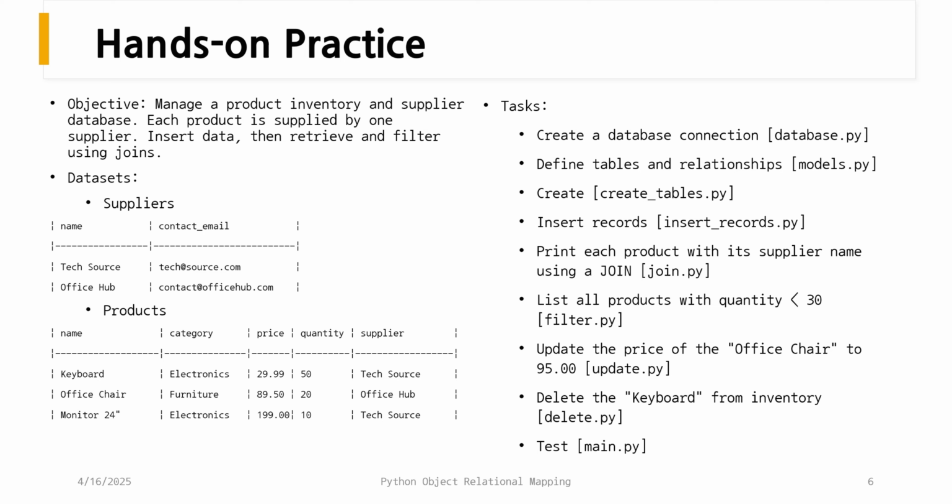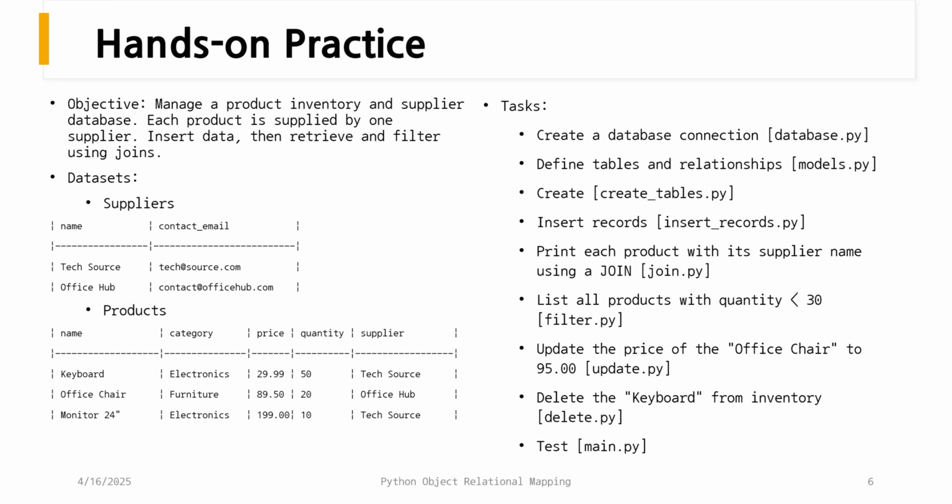Alright, now it's time for some hands-on practice. I'll be using PyCharm for this walkthrough, so feel free to open yours too. Our goal is to build a simple inventory system that connects products with their suppliers. Each product comes from just one supplier. We'll add some data to the database and then perform queries like filtering and joins to get meaningful results. We're working with two datasets here, one for the suppliers and one for the products.